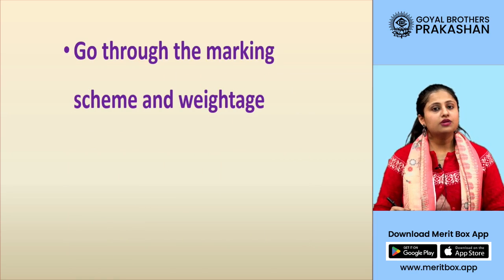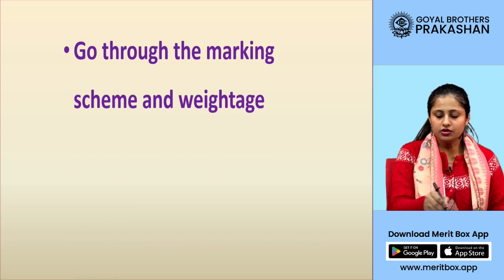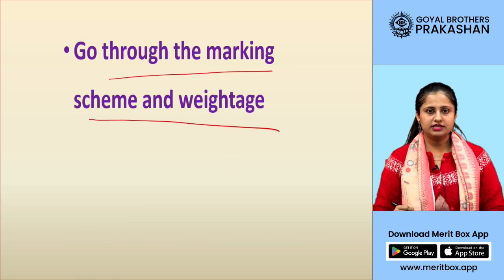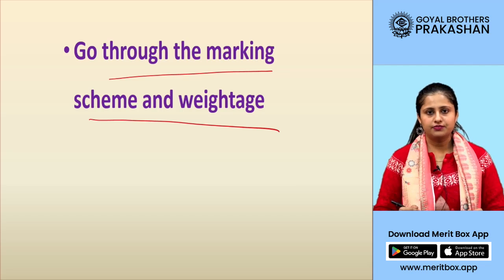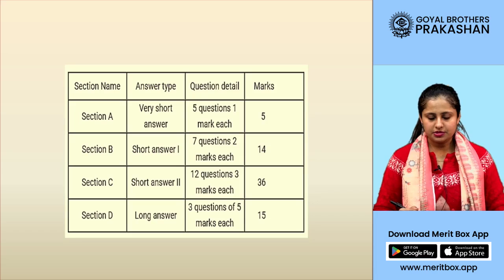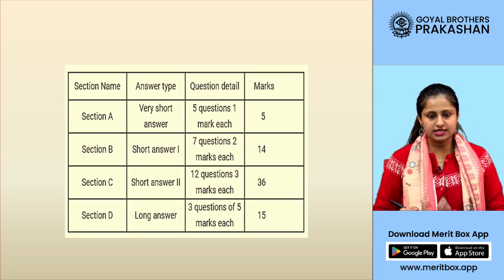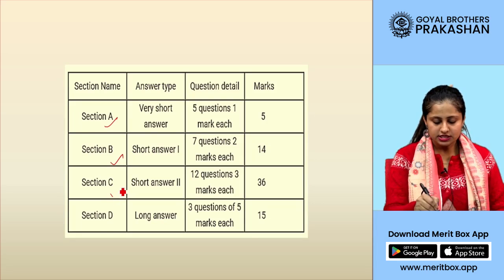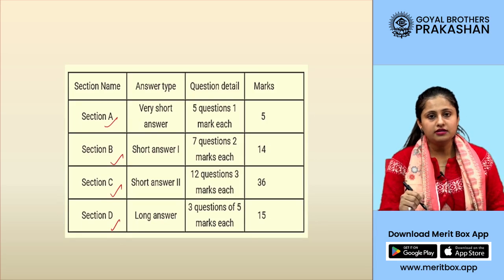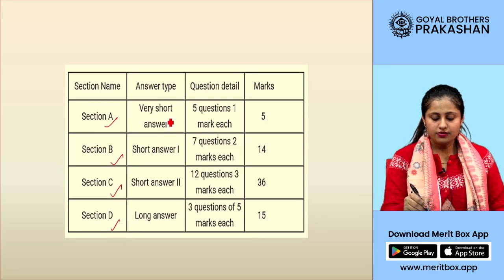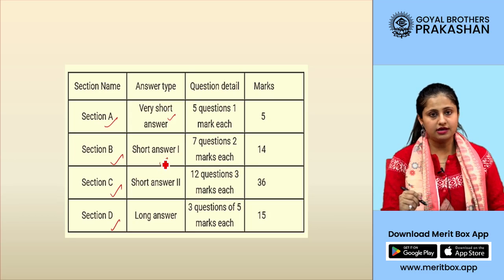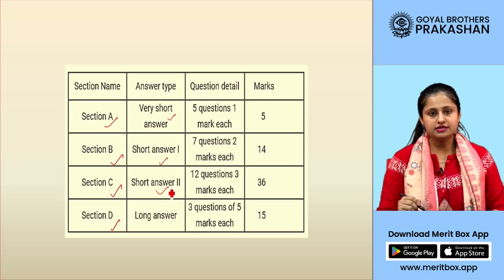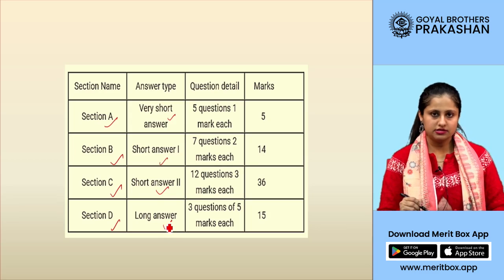Now, it is also important that you go through the marking scheme and weightage. This is how you can judge which chapter carries more marks weightage and which carries less. For example, here are some sections given like section A, B, C, D. And here are the categories like very short answer type question, short answer 1 type question, short answer 2 type question and long answer.